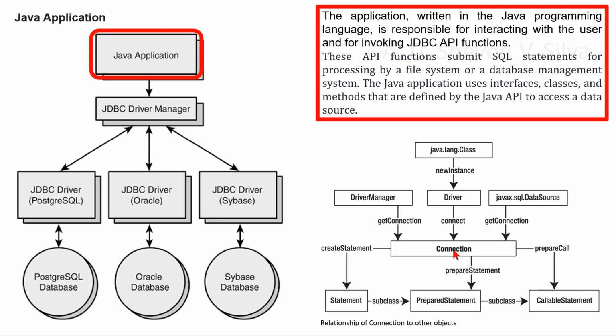Here you can see a relationship of the connection to other objects. To illustrate the importance of the Connection object, this figure shows how Connection objects are created.